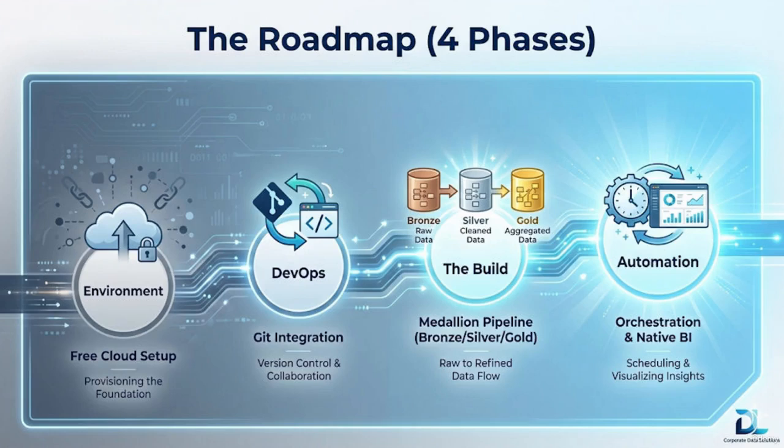To get there, we will move through four critical phases. First, we'll set up our professional cloud environment for free. Next, we'll integrate Git for professional DevOps. Then comes the core build, the three-stage medallion pipeline. And finally, we'll automate everything and connect it to a Databricks native dashboard.